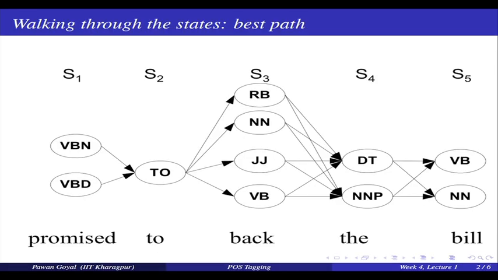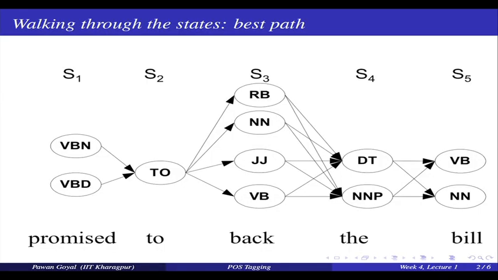We had seen this figure in the last week itself. We have this sentence, promised to back the bill, and I want to obtain the part-of-speech tag sequence for this sentence. So how do I start? I first find the probable part-of-speech tags for each of the individual words in this sentence. For the word promised, the two possible tags are VBD and VBN. It can be past tense or a participle.